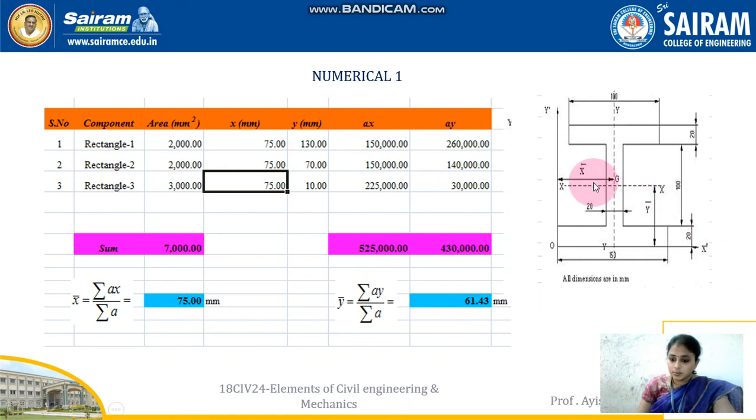In this presentation, it is clearly understood the area formula. The area of a rectangle formula is b into d, and b by 2, d by 2 distances are what we are using for all the flanges and webs. And finally we have found the x bar and y bar.